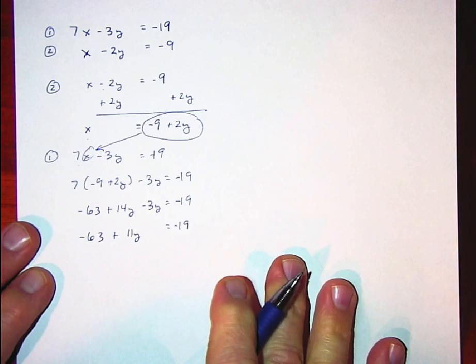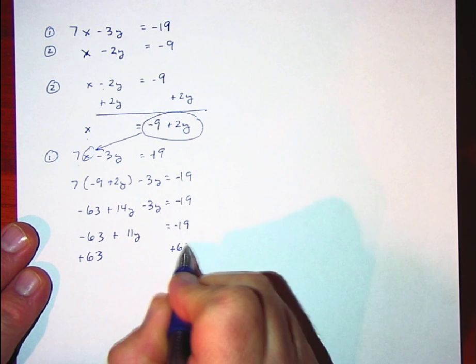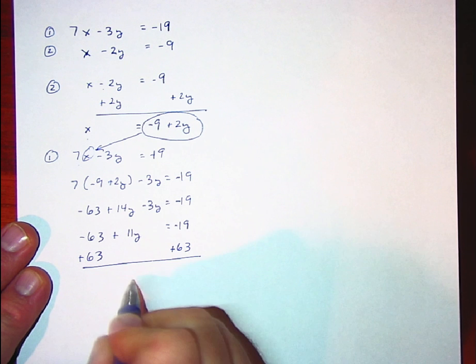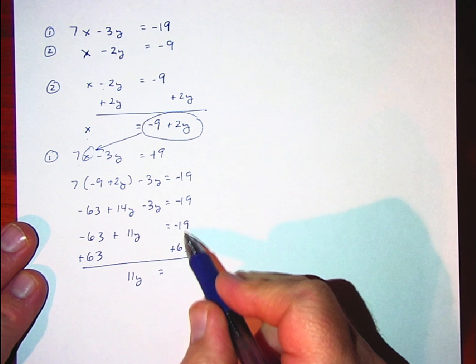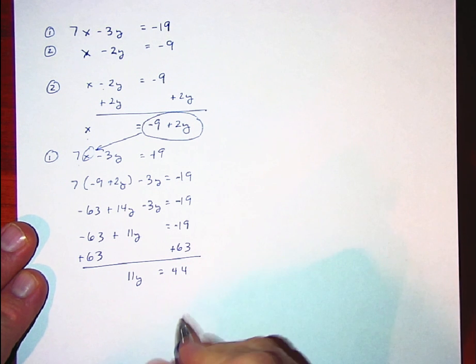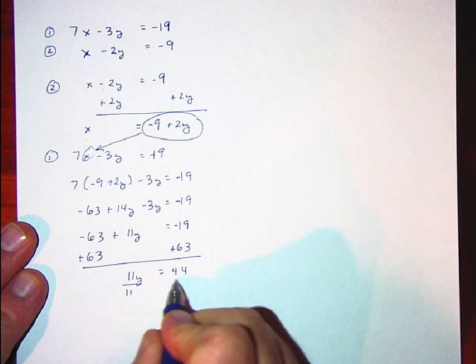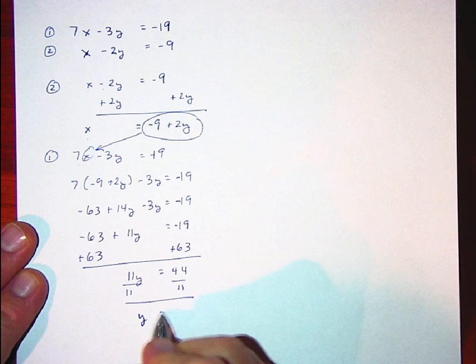I want to get the y by itself, so I'm going to do the inverse operation here. We'll add 63 to both sides of the equation. And I have 11y is equal to 63 minus 19 is 44. Divide both sides by 11. Again, with inverse operation. And you end up with y is equal to 4.